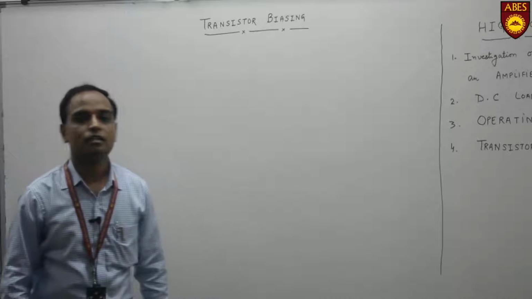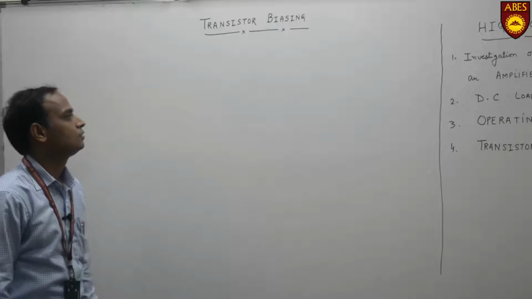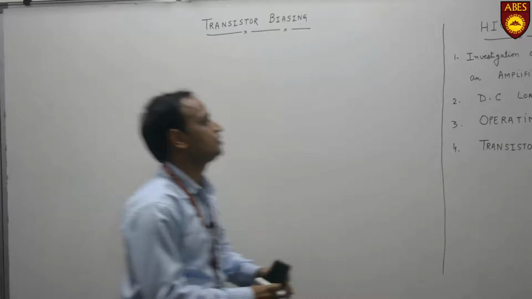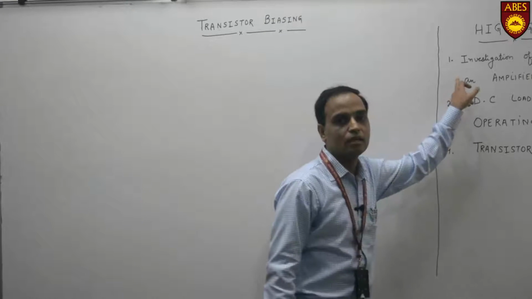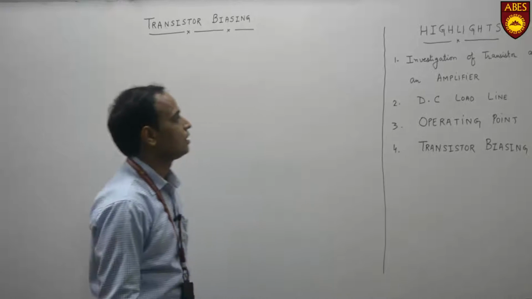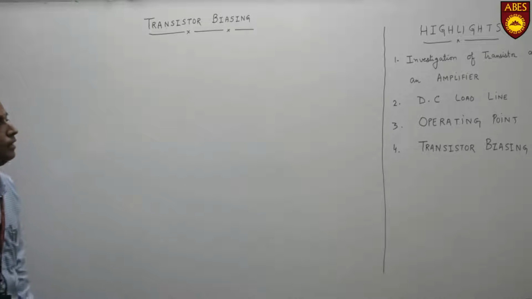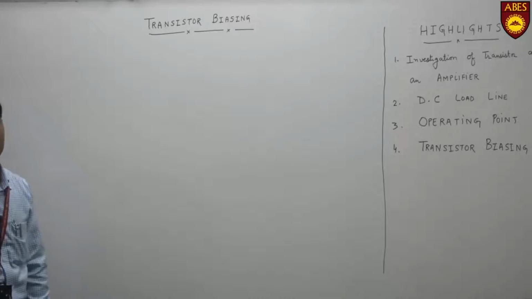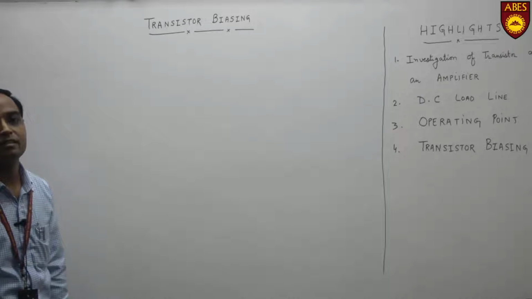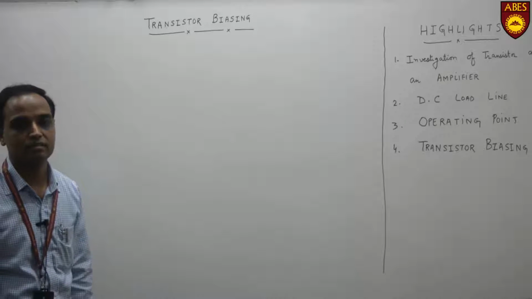Hello everybody. The topic of discussion for the day is transistor biasing. The main highlighting features that we'll be discussing today are: number 1, investigation of transistor as an amplifier; number 2, DC load line; number 3, operating point; and number 4, a brief about various transistor biasing circuits.